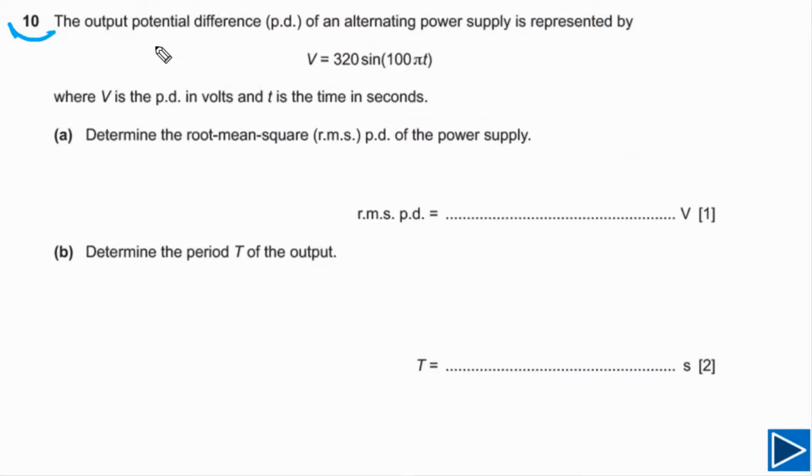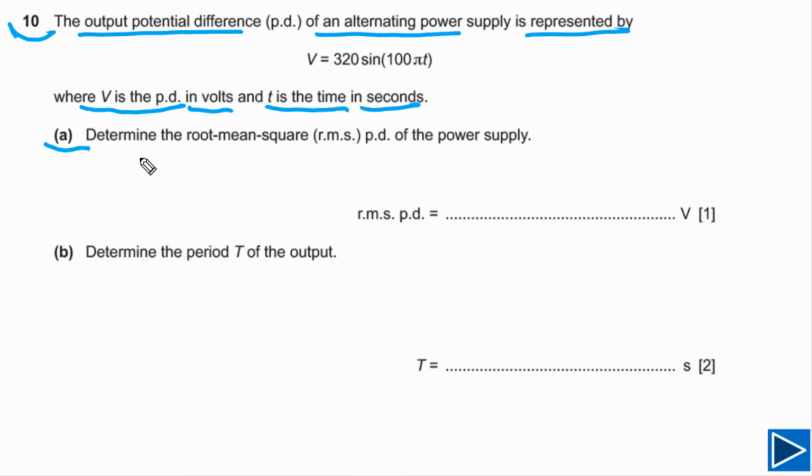For question number 10, we are given that the output potential difference of an alternating power supply is represented by V is equal to 320 sine of 100 pi t, where V is the PD in volts and t is the time in seconds. For part A, we need to determine the root mean square PD of the power supply. First of all, we need to write down the general equation, V as a function of time. This is equal to V naught, the peak voltage, sine of omega t.